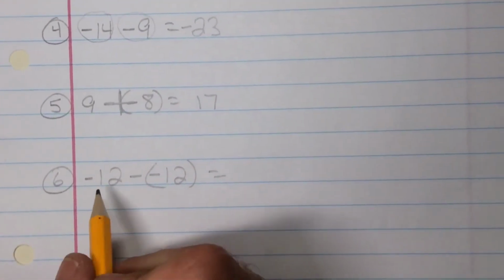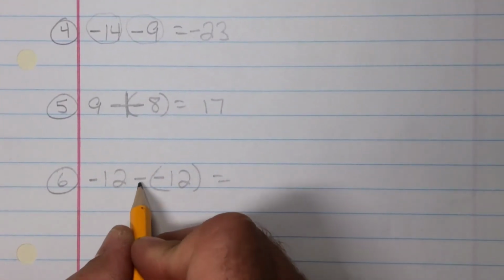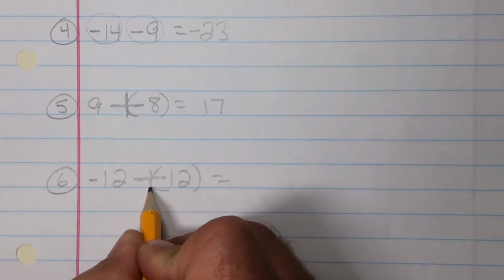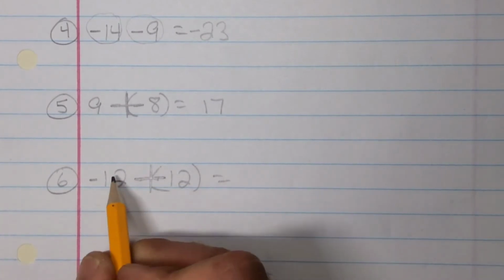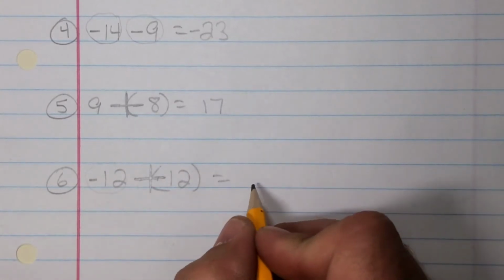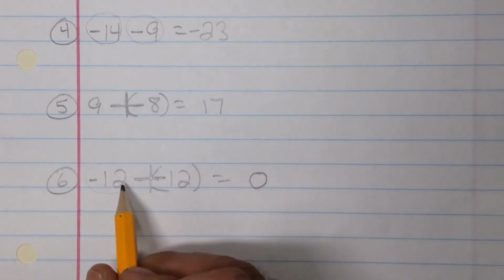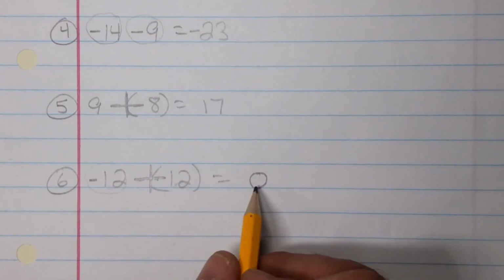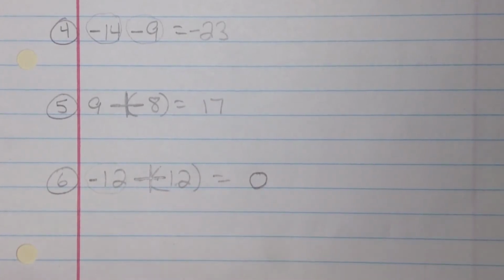And finally, negative 12 minus negative 12, two minuses, make it a big plus. I have a negative 12 and a positive 12. Different signs subtract. Keep the sign of the larger one, but they're the same. 0 is neither negative nor positive. The answer is 0.